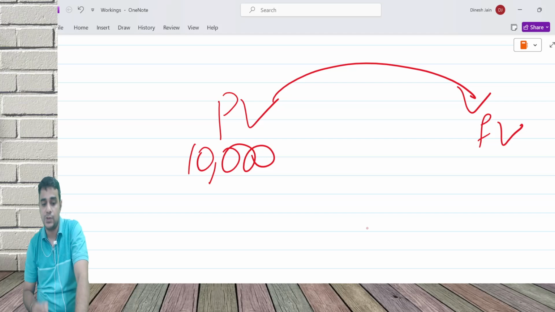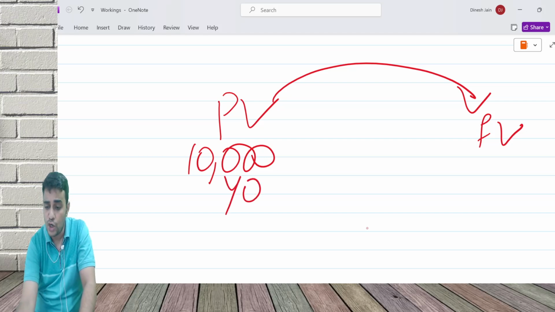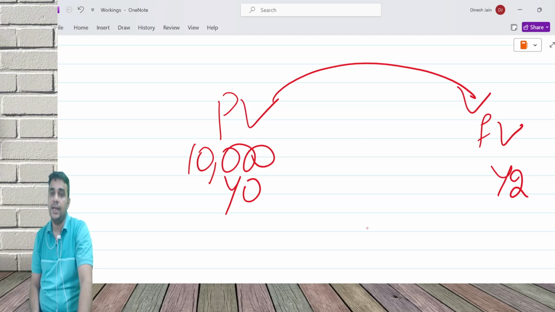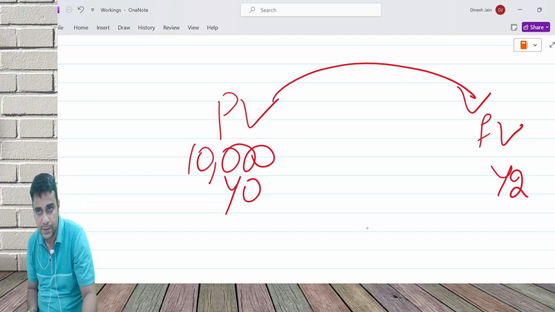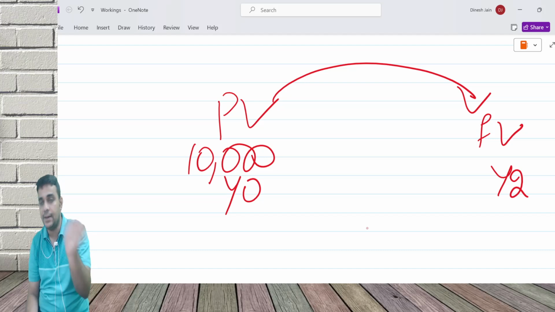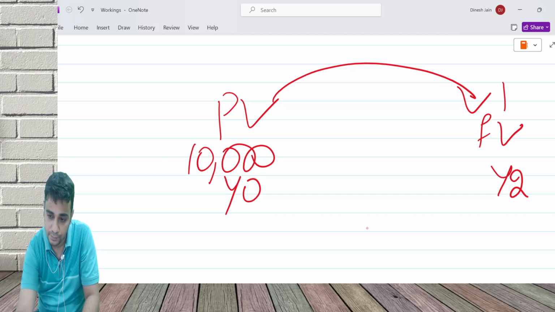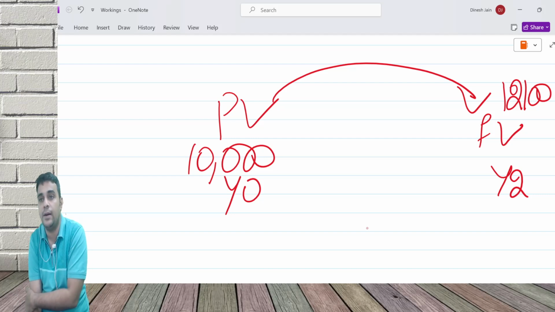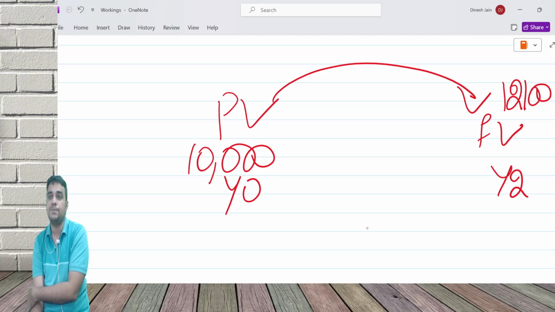This is year 0. What should this be in year 2? Let's assume the bank will give me an interest of 10%. In the calculator, do 10,000 plus 10%, plus another 10%, which gives 12,100. Ideally, 10,000 of today should become 12,100 in 2 years by adding 10%.